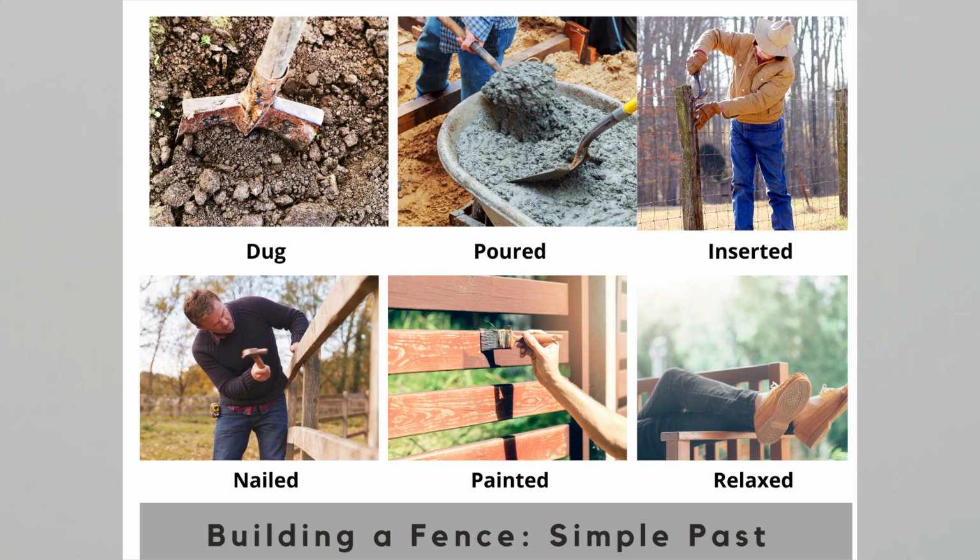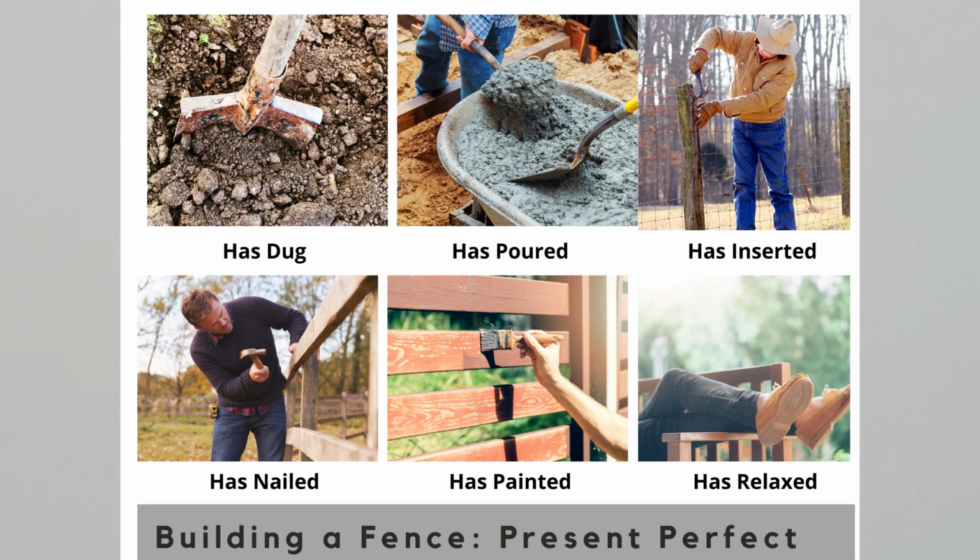The last way we'll tell this story is in present perfect. Josh has dug a hole. He has poured the concrete and has inserted the post. He has nailed the fence together. He has painted the fence, and he has relaxed. This is the story of Josh building a fence in 4 different ways.